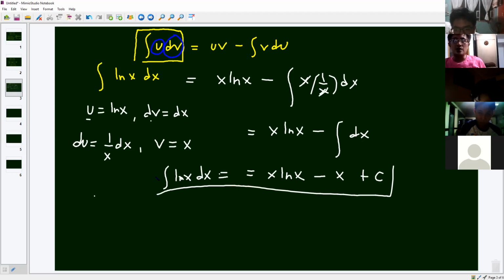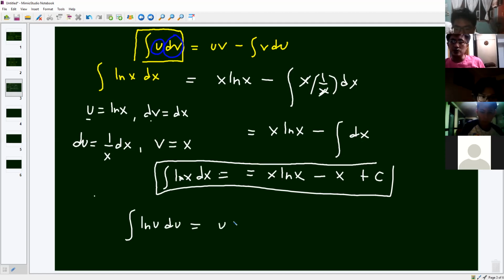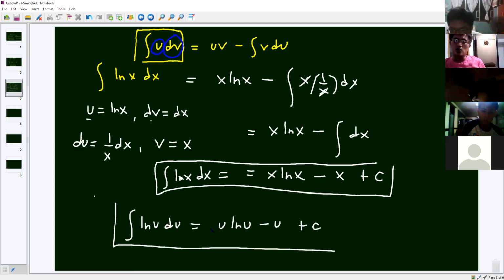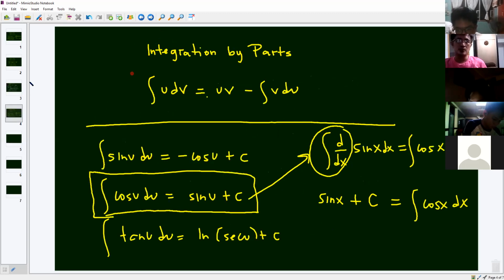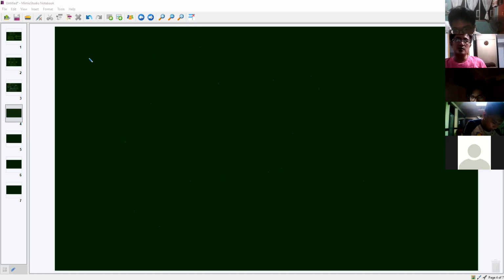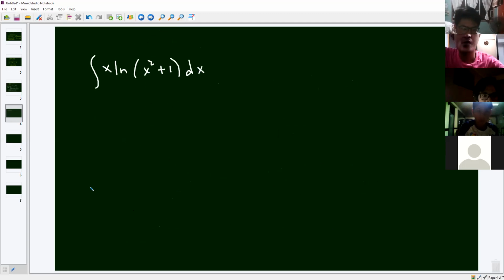So there it is. Now generalizing this into a rule, I still remember it somehow. The integral of ln u du is u ln u minus u, then plus c. If there is already a rule and you're allowed to use it, you will not go through the process anymore. So, for example, you have a given problem, let's say the integral of ln of x squared plus 1 dx. Can you try this, guys? Go ahead, try.